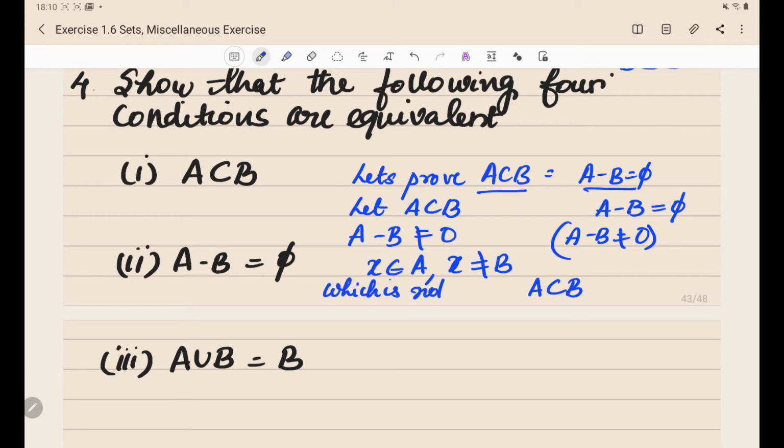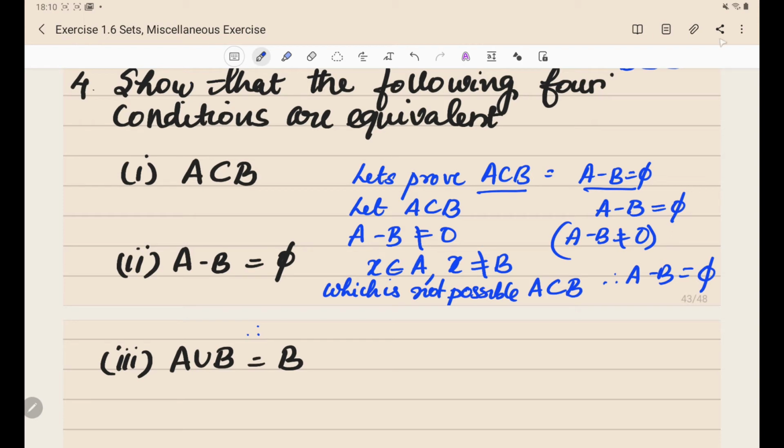Because B is the superset of the set A, when x belongs to A, x also belongs to B. Hence, you can say that A minus B is equal to phi. So, therefore, A minus B is equal to phi.